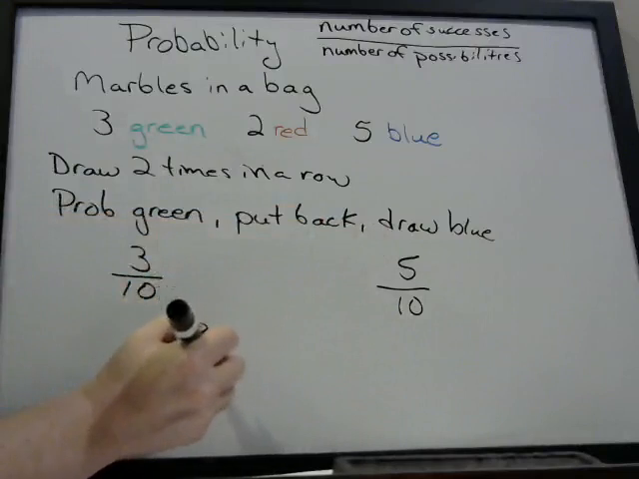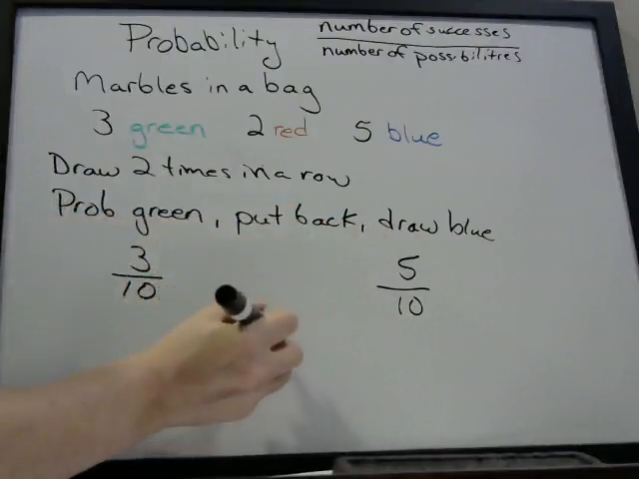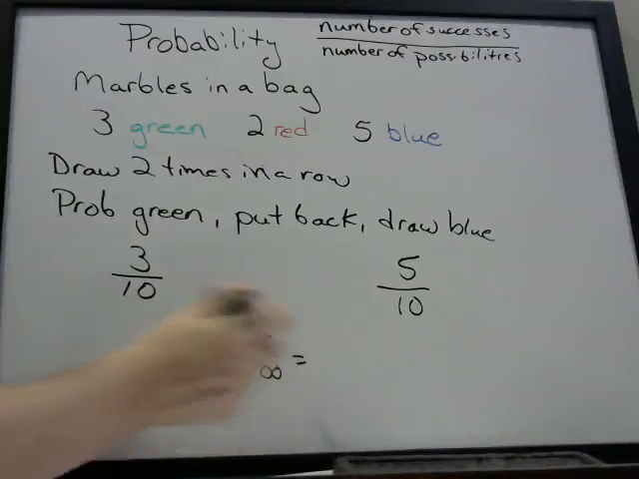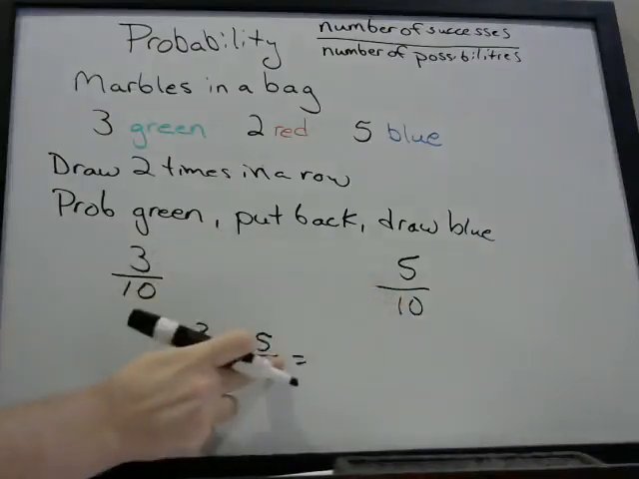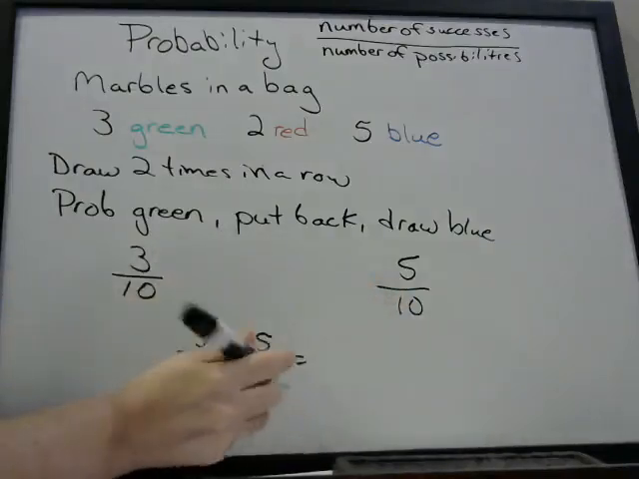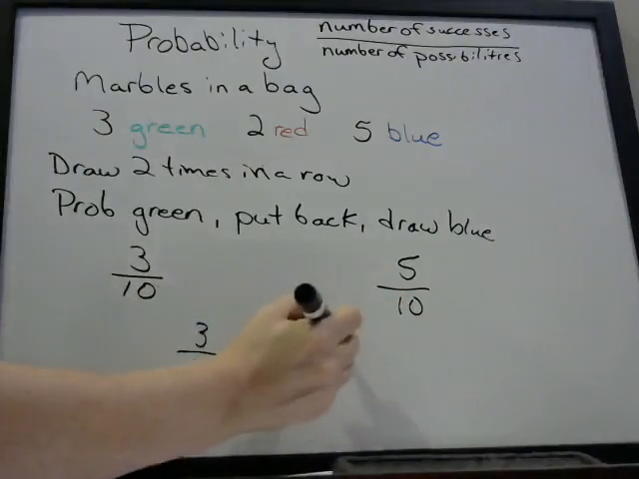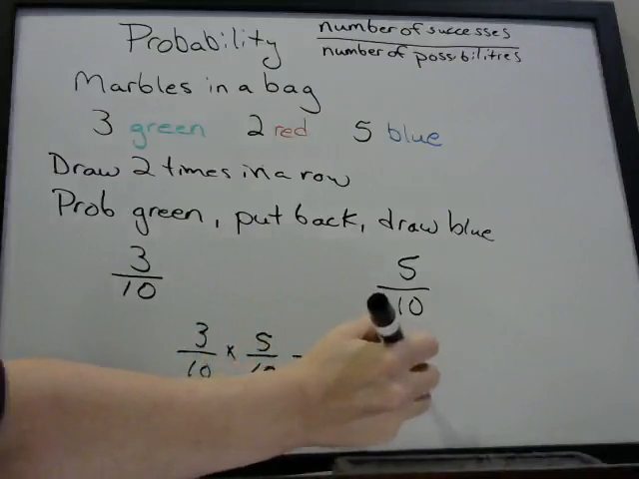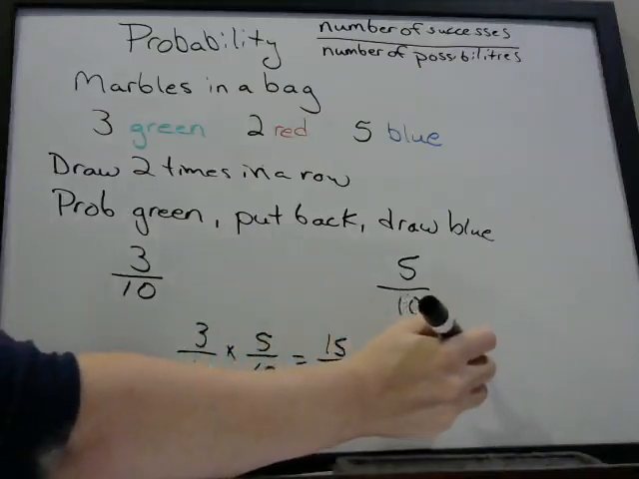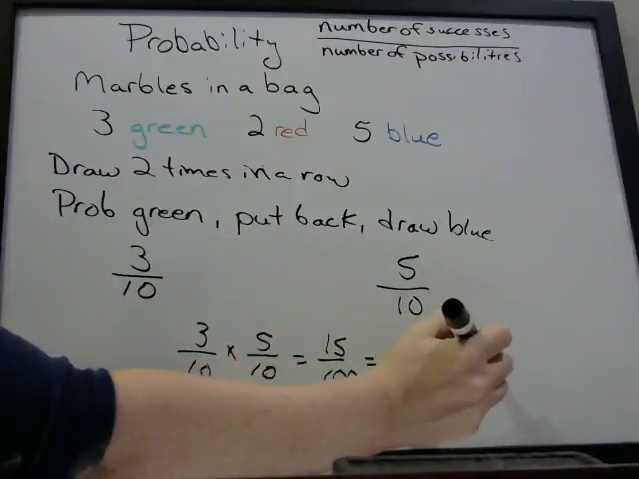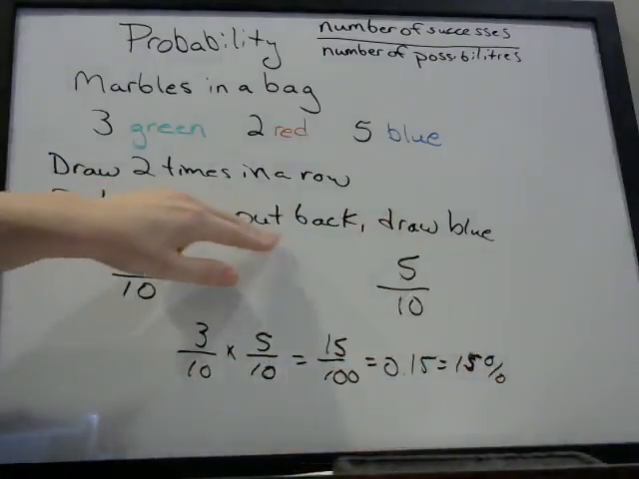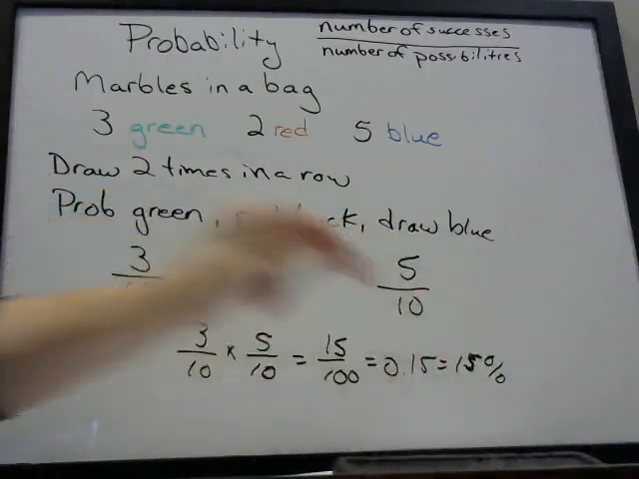So if you don't know how to multiply fractions, you need to watch that video. So 3 tenths, times 5 tenths. And we get 15 over 100 equals 0.15 equals 15%. So your probability of drawing a green, putting it back in the bag, and then drawing a blue is 15%.